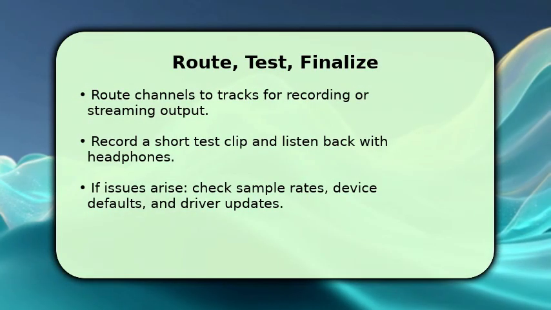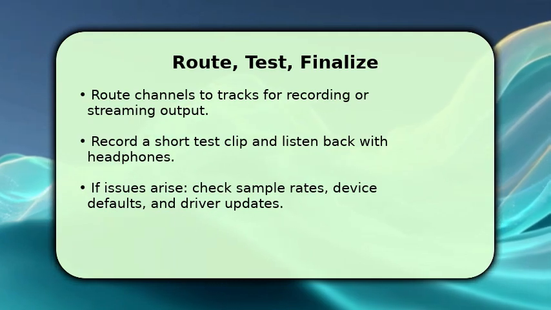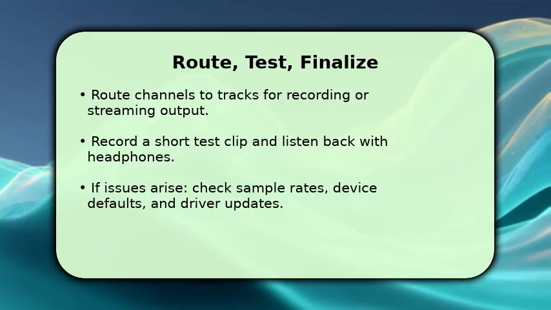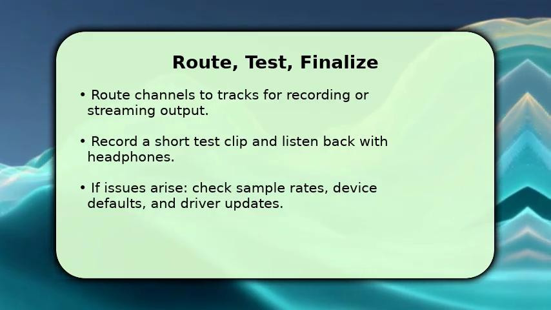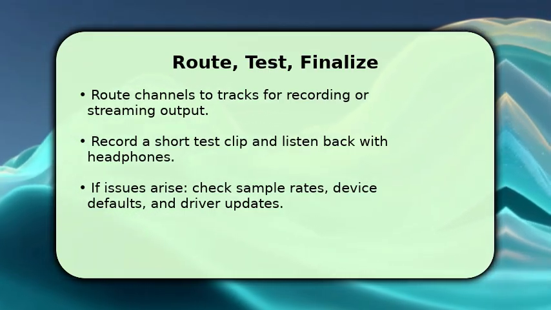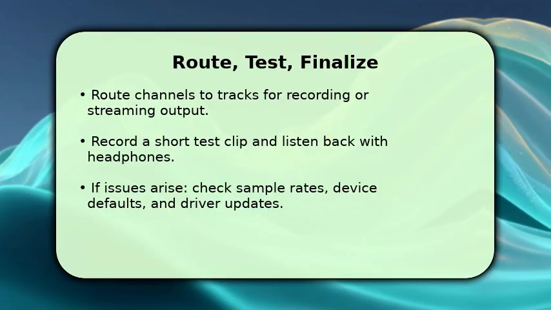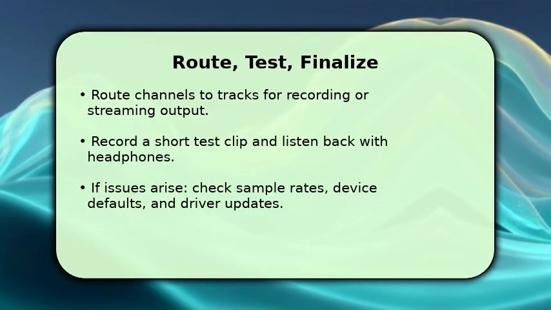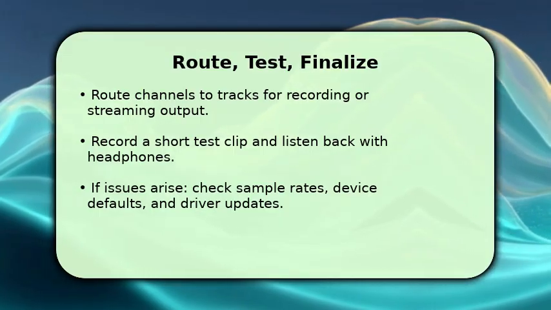Finish by routing channels to specific tracks. Pick which channels go to your stream versus your recordings so you can isolate or remove audio later. Then record a short test clip and listen critically through good headphones. Tweak compressor threshold, gate timing, and EQ if vocals sound thin or boomy. Once satisfied, lock levels and save the scene collection.